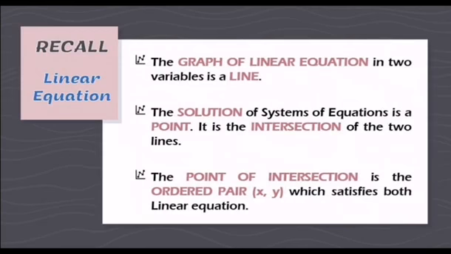Before anything else, it is necessary for us to have a recall first about linear equation. The graph of linear equation in two variables is a line. The solution of systems of equations is a point. It is the intersection of the two lines. The point of intersection is the ordered pair (x, y) which satisfies both linear equations.